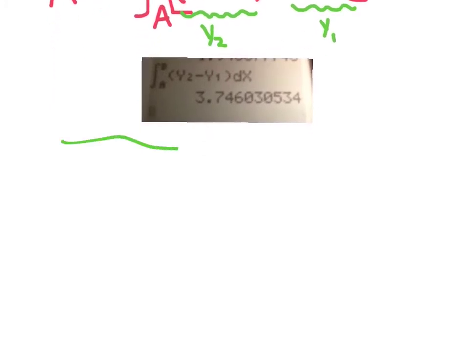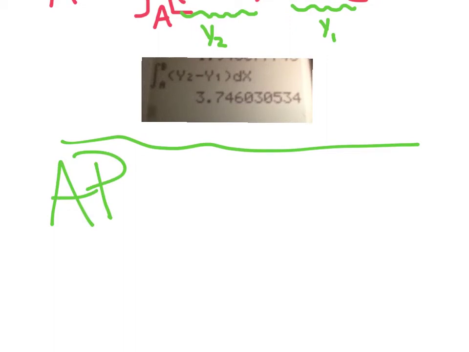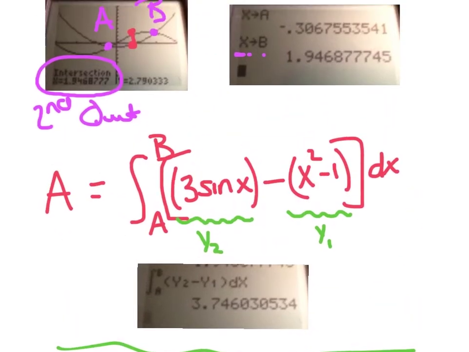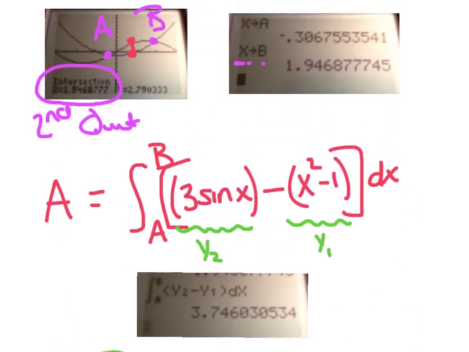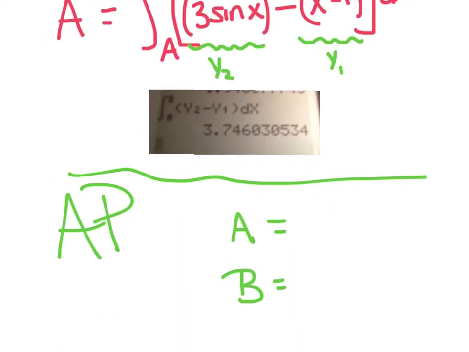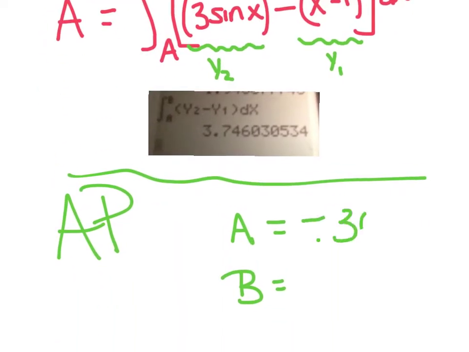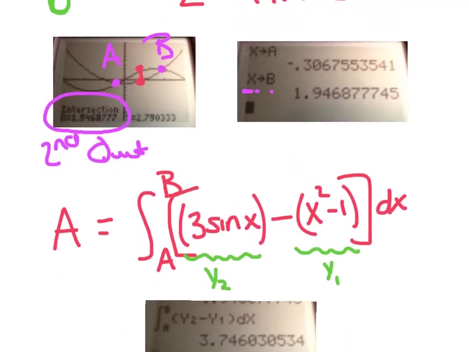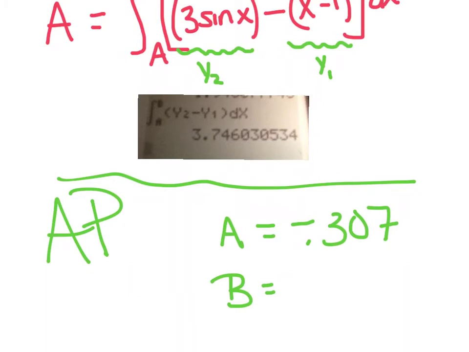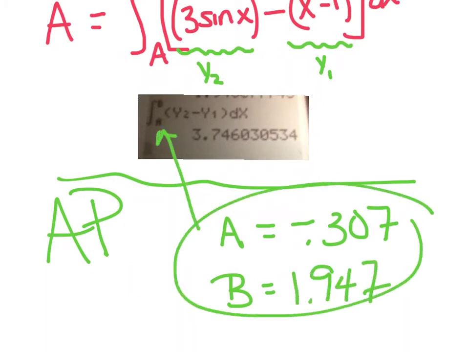I want to talk about what the AP is looking for. At some point on your paper, you need to say what A equals and what B equals. So at some point I need to say that A equals negative point, and you can round it, 307. And that B equals 1.947. And then once you state that once, you are free to use A and B on paper throughout the whole thing. But this has to be stated once.